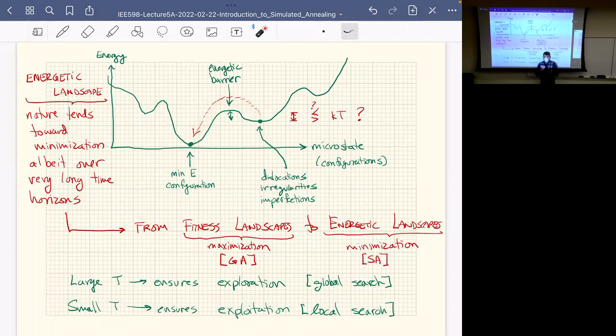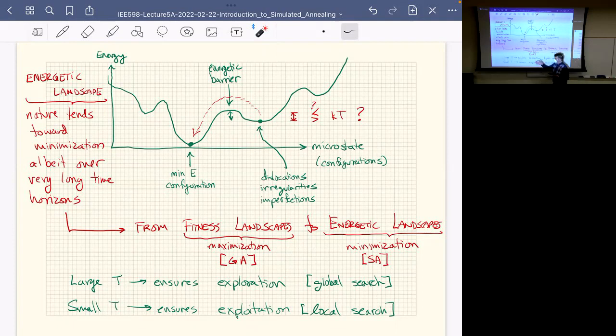So establishing this tendency to move downhill is what we have to build. Just like in genetic algorithms, we had to build selection operators to establish a tendency to move uphill, we have to build a physical simulation that establishes a tendency to move down the energetic landscape. So we will build that. It will also have the ability to temporarily move uphill, just like in our genetic algorithm, where we had the ability to temporarily move the opposite direction in our fitness landscape.